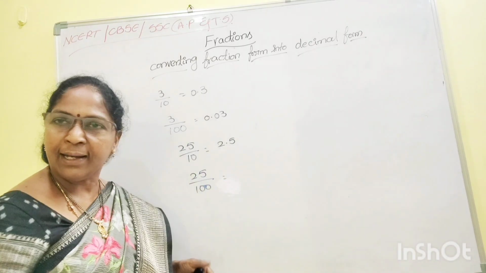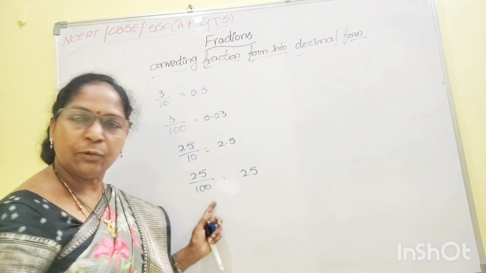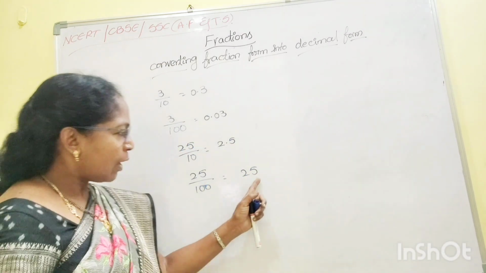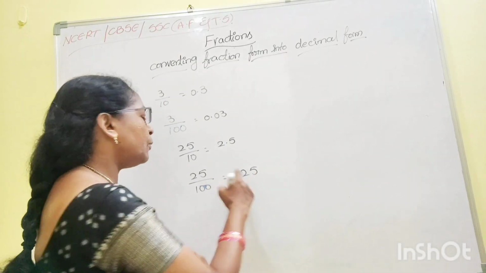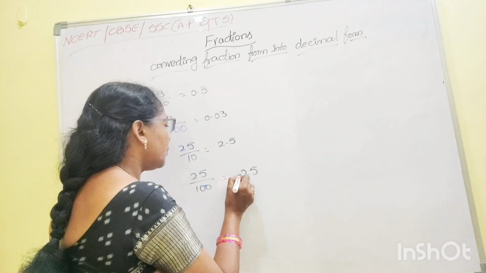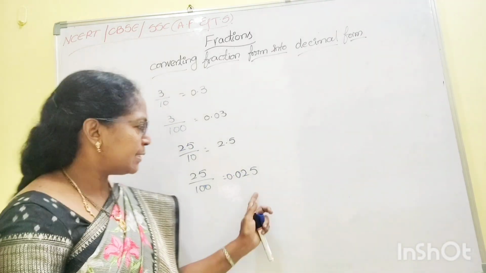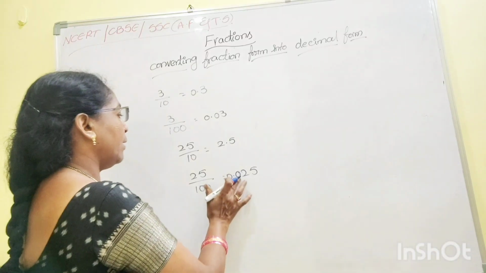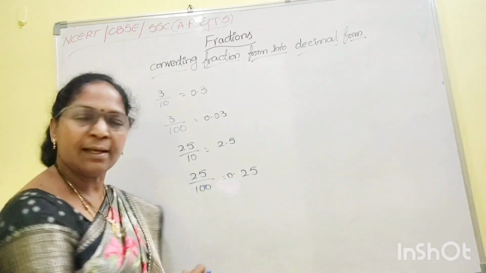Now how can you write? Write the number 25 as it is. Here 2 zeros are there. So count 2 digits and then put the decimal point. So here 1, 2, only 2 digits are there. One more digit is required? No, sorry, here only 2 digits are needed. So 0.25 is the answer.